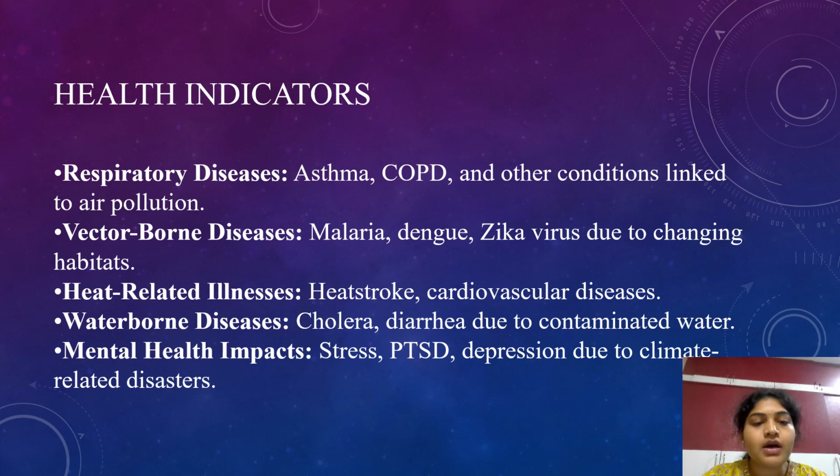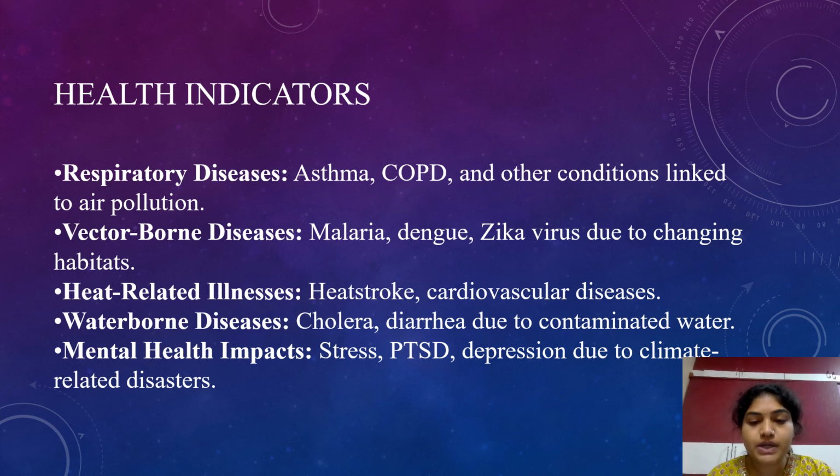Health indicators. Respiratory diseases such as asthma, COPD, and other conditions linked to the air pollution. As all these are linked to air pollution, health should be indicated by these. Vector-borne diseases such as malaria, dengue, and Zika virus due to changing habitats. Heat-related illness, heat stroke, cardiovascular diseases, waterborne diseases such as cholera, diarrhea due to contaminated water. They are all linked with the climate change and the mental health impacts such as stress, PTSD, depression due to climate related disasters.